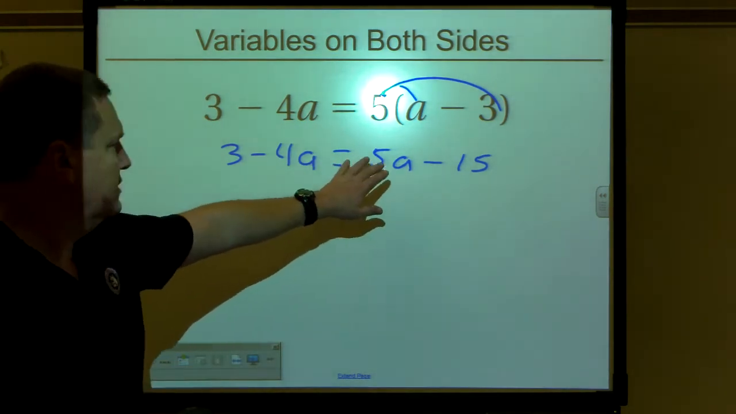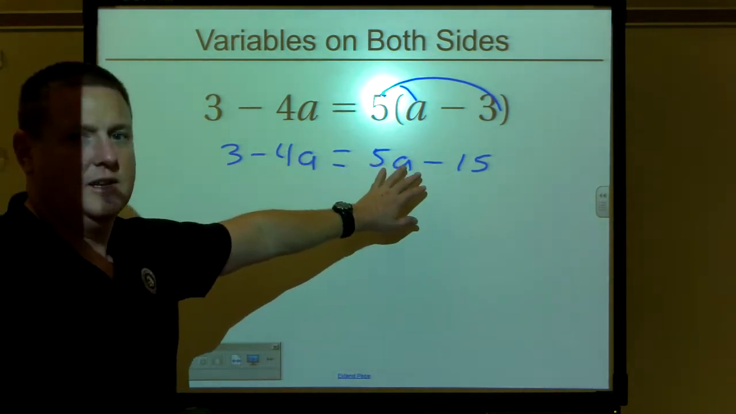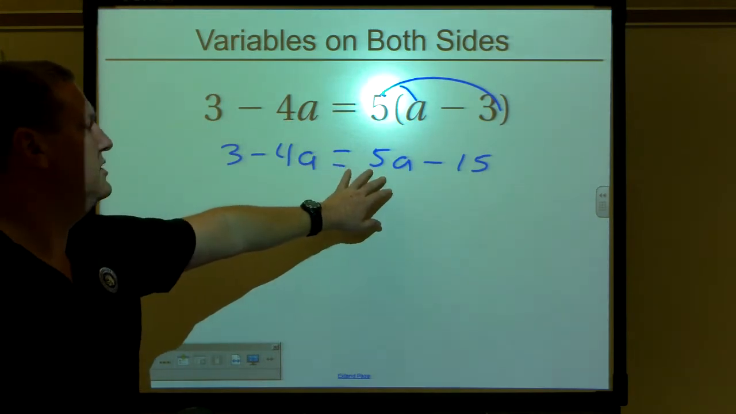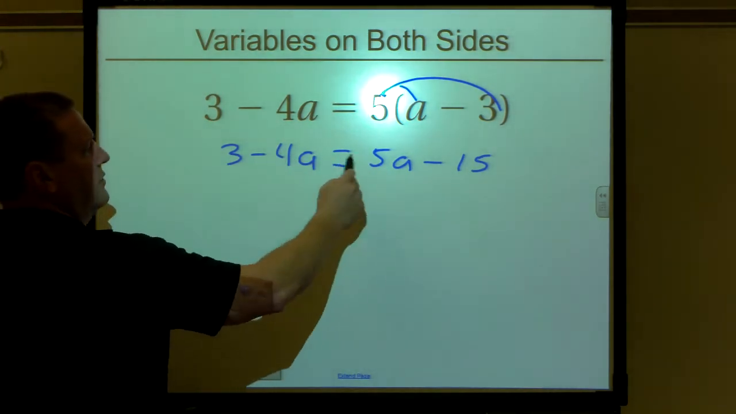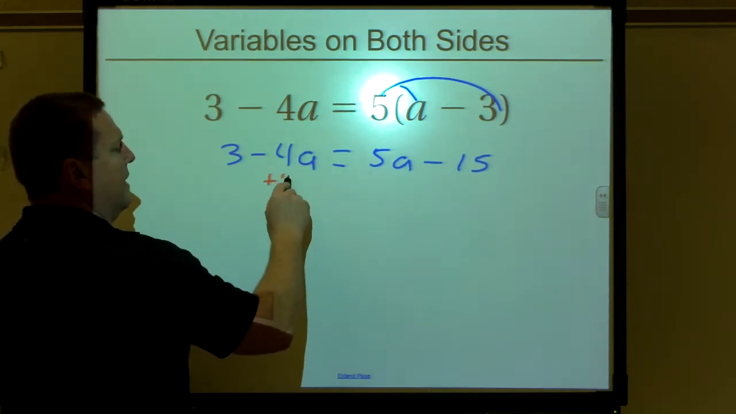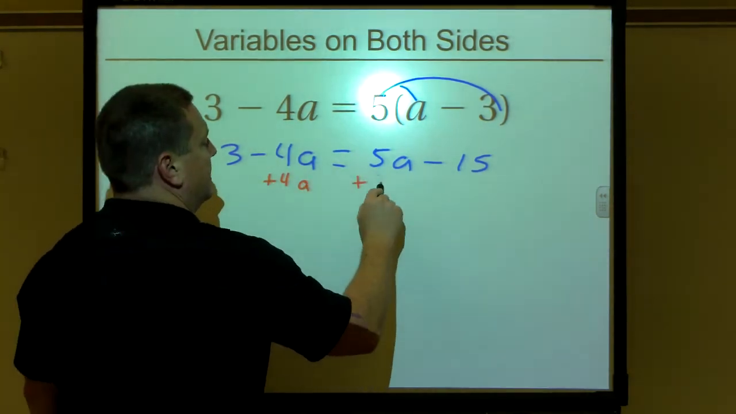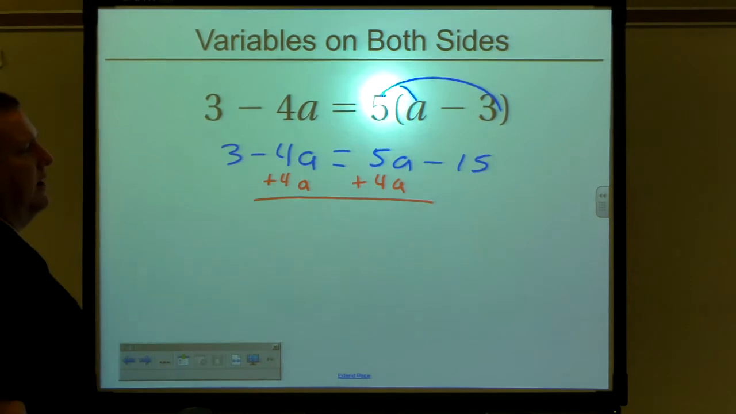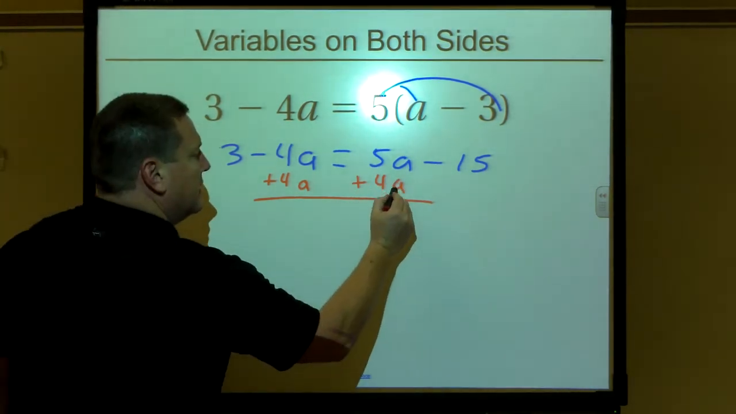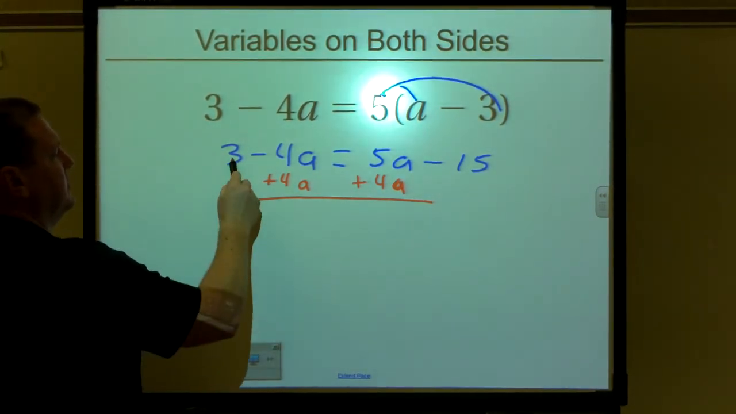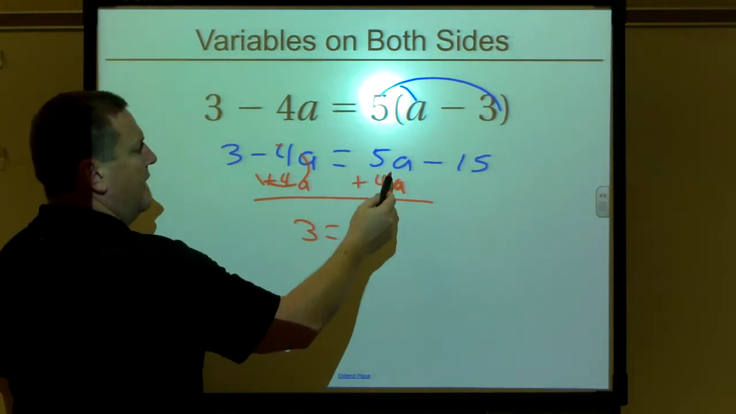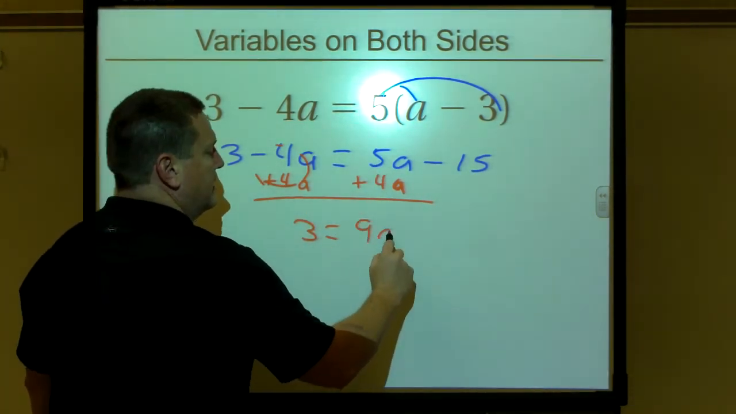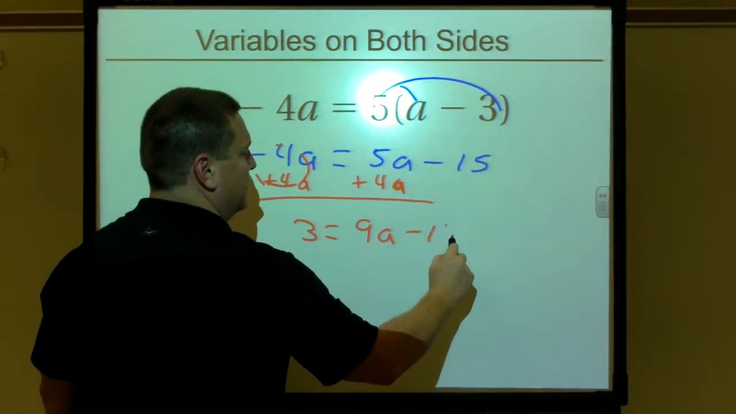Now I look at my coefficients of my a's because I've simplified both sides. I go on to step 2, which is decide which a I'm going to get rid of. Well, negative 4 is smaller than 5, so I'm going to get rid of that by adding 4a. But to keep the whole thing in balance, I have to add a 4a to the other side as well. So this is 3 plus 0, which is just 3. 5 plus 4 is 9 times a, and then I have a minus 15 still.